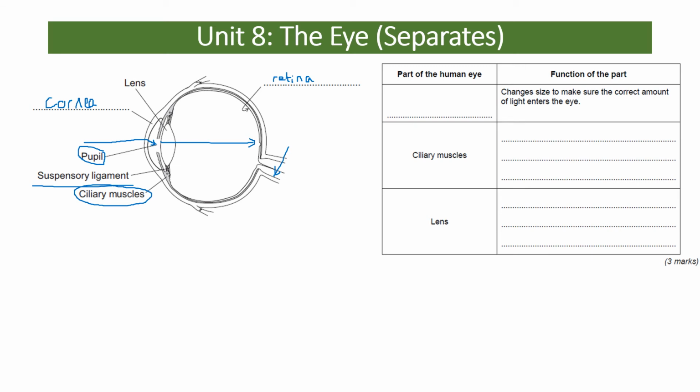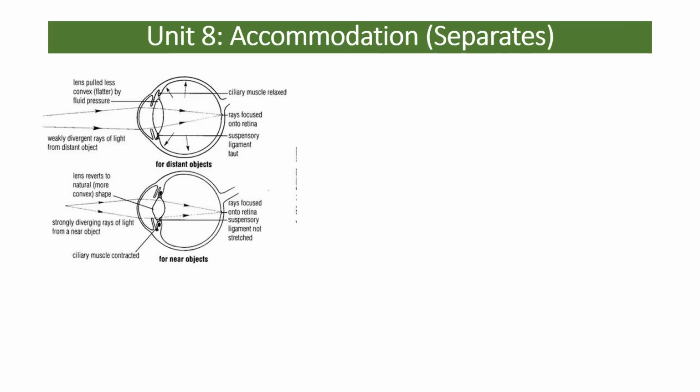The first thing is what changes size to make sure the correct amount of light enters the eye. So that is the pupil, which is affected by something called the iris, which are muscles that control the size of the pupil. And the pupil gets smaller in bright light, and it gets larger in dim light to allow the correct amount of light to enter the eye. You then have the ciliary muscles, and we're going to talk about those in a moment. They contract to change the size of the lens and pull on the suspensory ligaments, and the lens itself refracts the light so you can focus and see things clearly.